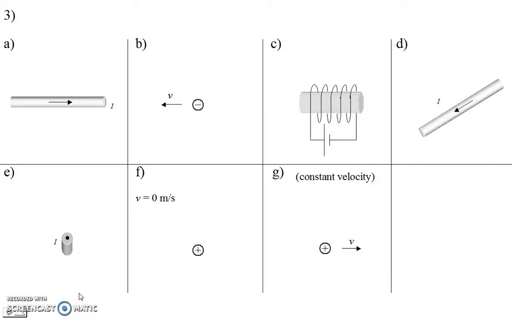Okay, so we're going to go back to the do now question here, the contest question problem 3, and hopefully you follow the instructions very carefully. You're drawing any electric and or magnetic fields produced by any of these objects. Let's start with electric fields first. So what object here would create an electric field?